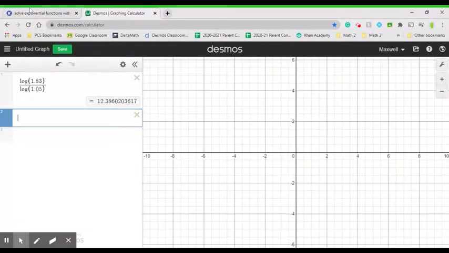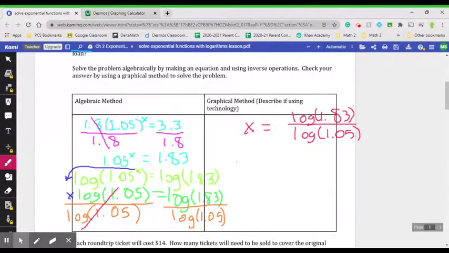And we get an answer of 12.386, and we'll round that to about 12.39 years. And so that is our answer here. x equals 12.39 years.